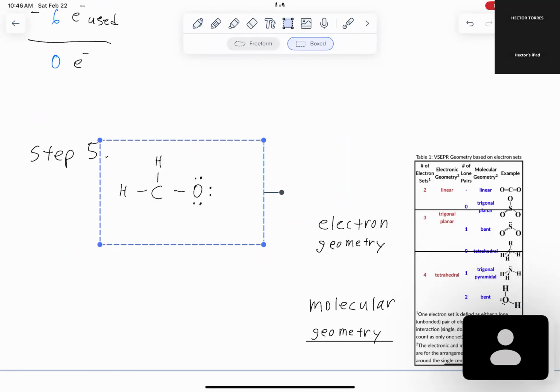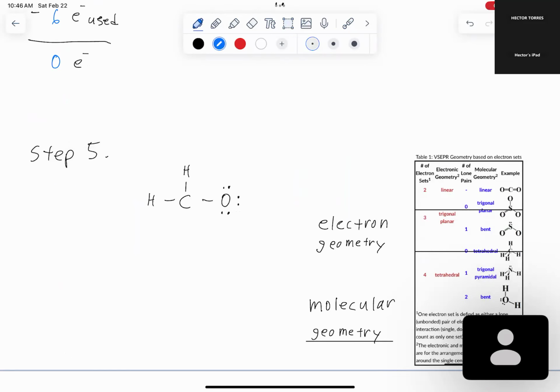So step 5, we're going to be looking at octets and see if we can fill all of them. Hydrogen only needs 2 electrons, so that one's good. The other hydrogen has 2 electrons. Oxygen here has a full octet. However, carbon only has 6 electrons around it because it has those 3 bonds, so it is missing 2 electrons.